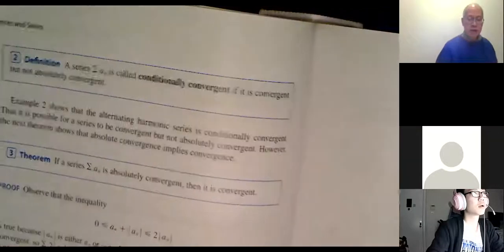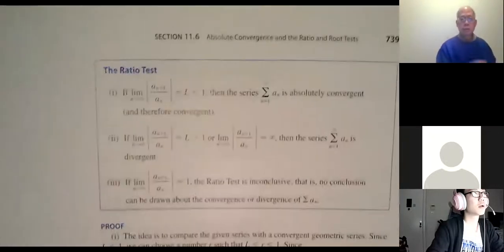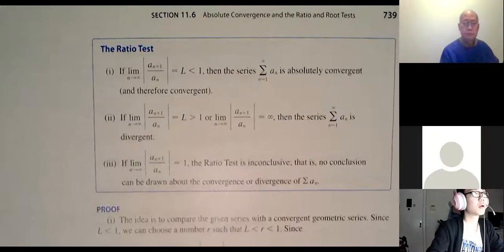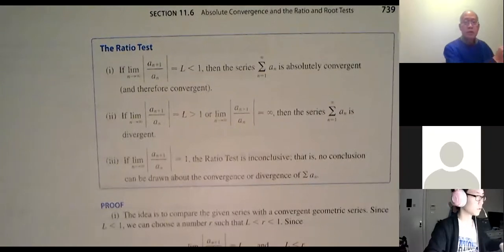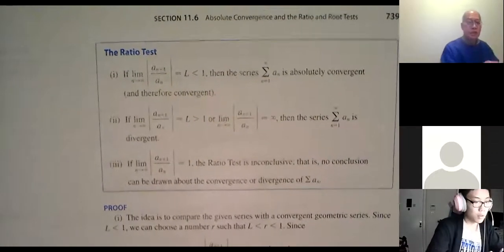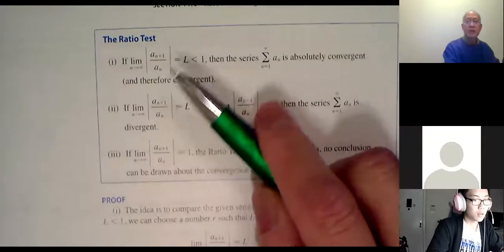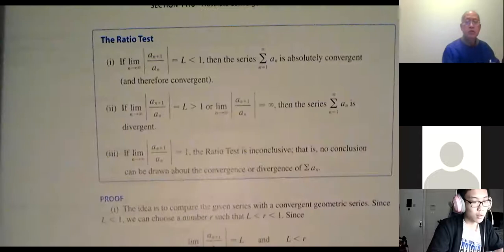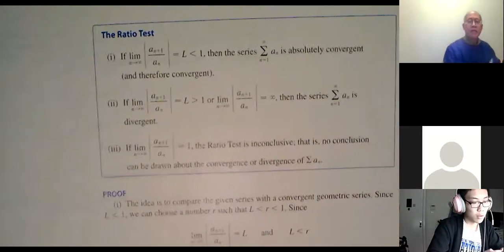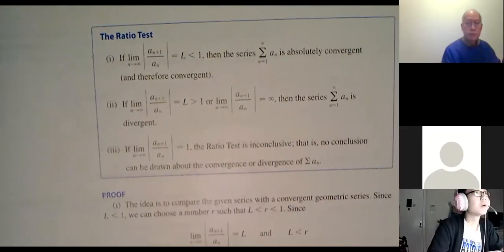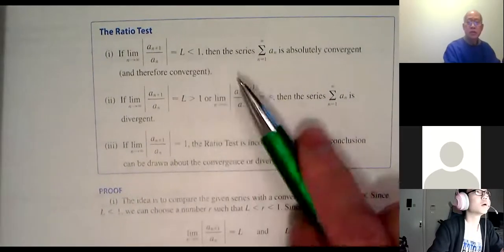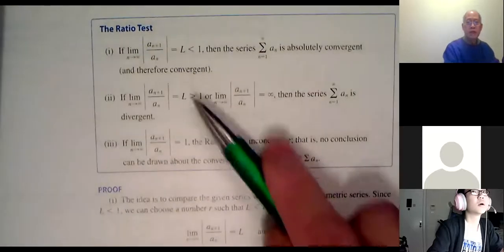Now for a real big test. 739, ratio test. This is a biggie. Ratio test, you take the limit as n approaches infinity of the absolute value of a sub n plus 1 over a sub n. The n plus first term divided by the nth term in absolute value. Okay, if you get a limit L which is less than 1, the series is absolutely convergent and by definition therefore convergent.